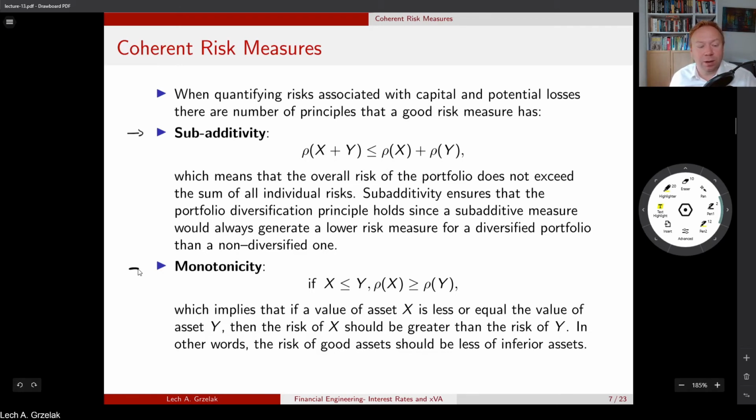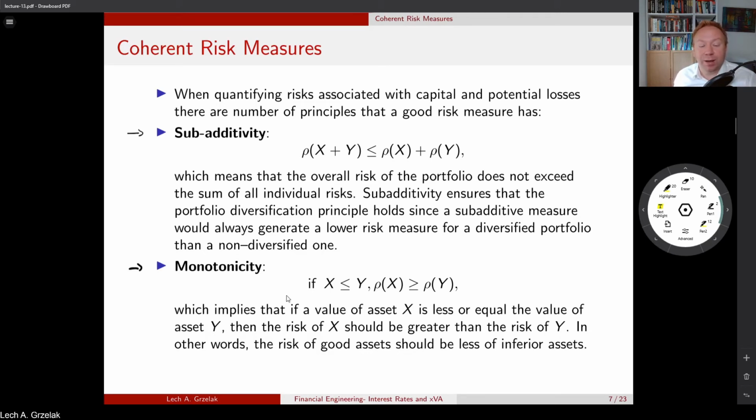The second requirement for a coherent measure is that if X is smaller than or equal to Y, then the risk measure of X should be bigger than or equal to the risk measure of Y. You see it's kind of opposite, and it's maybe a little bit confusing. And this is where it comes from.